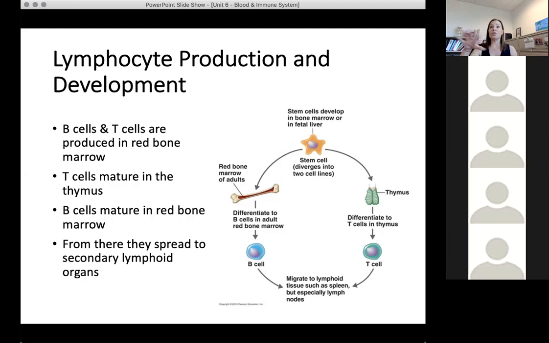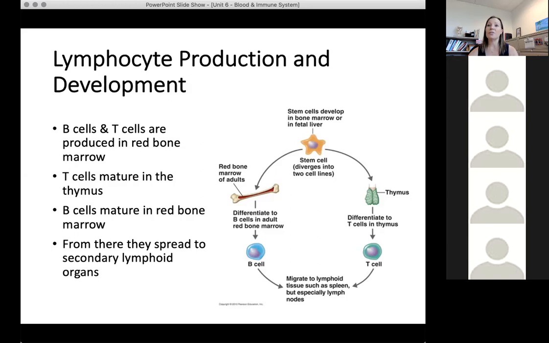Then they're going to travel into the various lymphoid organs, which are part of the lymphatic system, which we talked about all the way back in Unit 1. Once they are mature, these B and T cells are going to move into the secondary lymphoid organs, which are things like lymph nodes, the spleen, the tonsils. There are other lymphocytes that will also just continuously circulate through the body. Okay, so that's the lymphocytes.